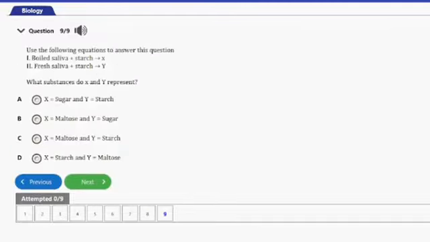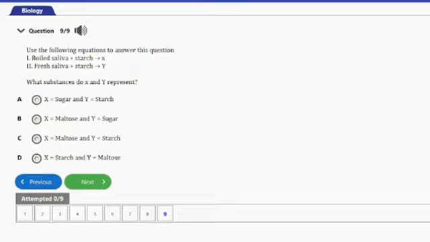Question number 9 and the last, it says, use the following equation to answer this question. 1. Boiled saliva plus starch equals X. Fresh saliva plus starch equals Y. So boiled saliva plus starch equals X, and then fresh saliva plus starch equals Y. And then the question says, what substances do X and Y represent?